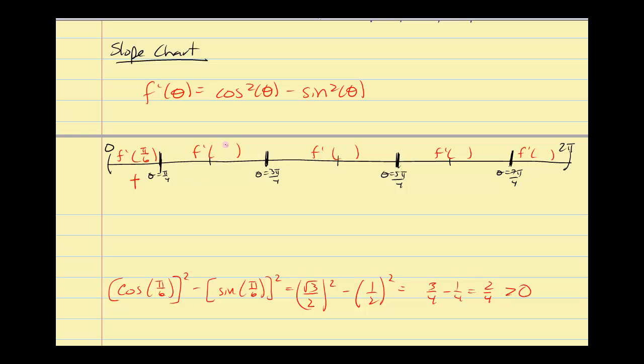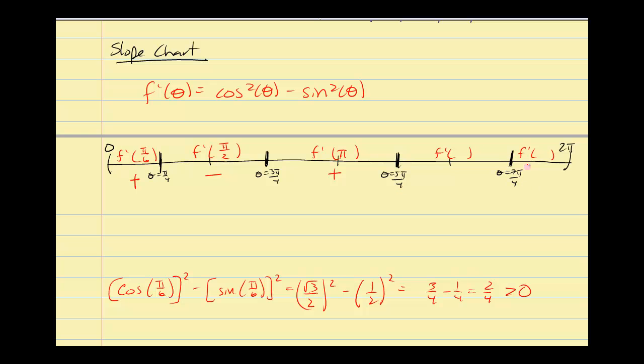Now, from pi over 4 to 3 pi over 4, an obvious choice would be pi over 2. Cosine of pi over 2 is 0. 0 squared is 0. The sine of pi over 2 is 1, squared is 1. 0 minus 1 is negative. Now between 3 pi over 4 and 5 pi over 4, an obvious choice would be to check pi. So the cosine of pi is negative 1 squared. Negative 1 squared is positive 1. The sine of pi is 0 squared is 0. So I have 1 minus 0, which is positive. And now you start to see our pattern, positive, negative, positive. But not all graphs will follow this entire pattern, so you have to be really careful about that.